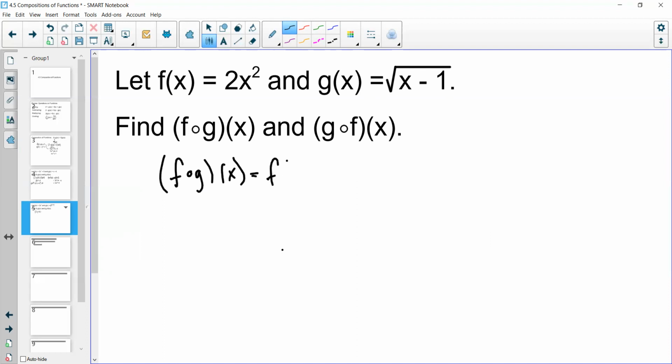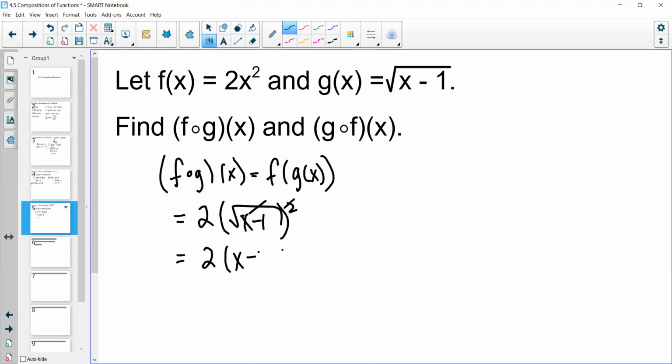And so that means everywhere that there's a variable in f, we're going to put the function g. So this is going to be 2 times the square root of x minus 1, squared. Well, this square root and this 2 will actually cancel. So this is really the same as 2 times x minus 1, or 2x minus 2. Awesome. Okay, what about g composed of f?